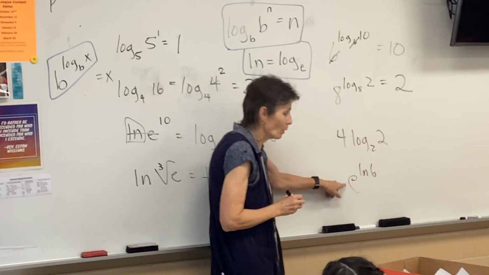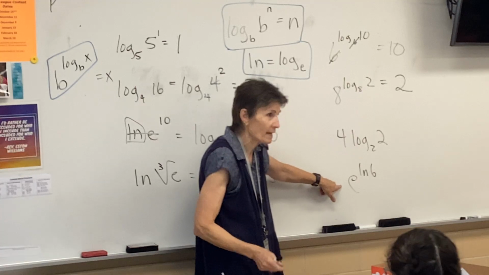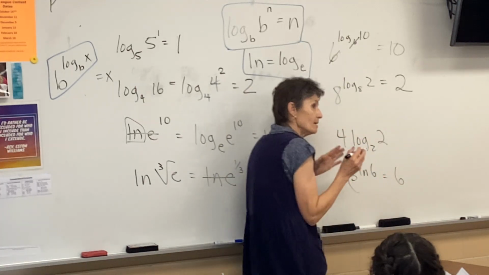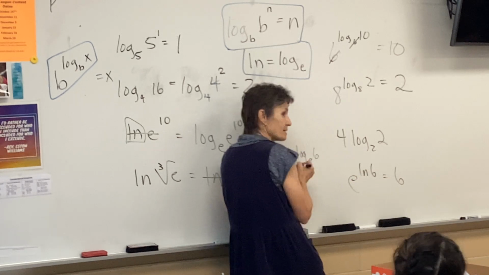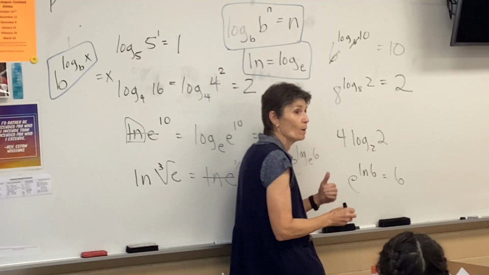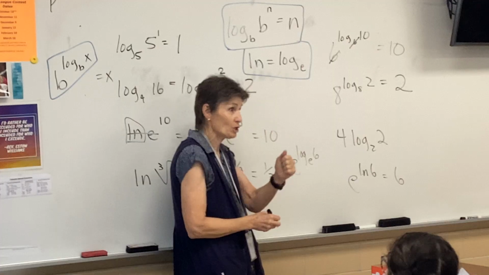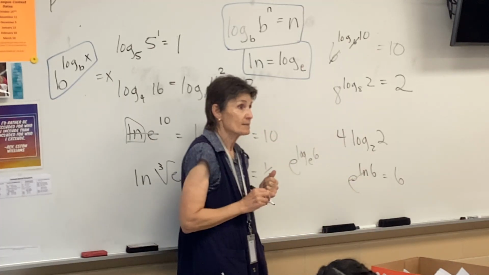Skip down. What is the answer to this one? This is h. What's the answer to h? 6. Because you can either rewrite it as e to the log base e of 6, or you can remember, what did Mrs. Ford tell you? Whenever e and ln are directly touching each other, they cancel, and you have 6 left.